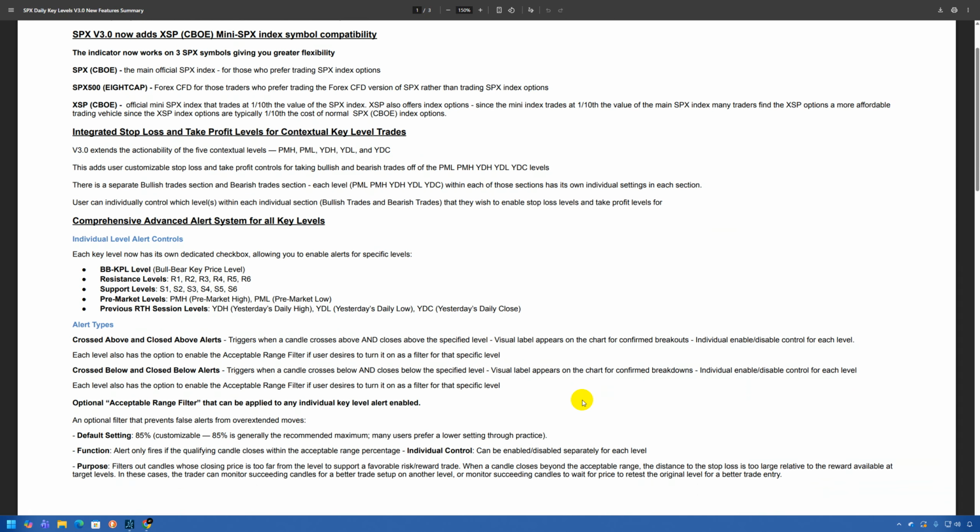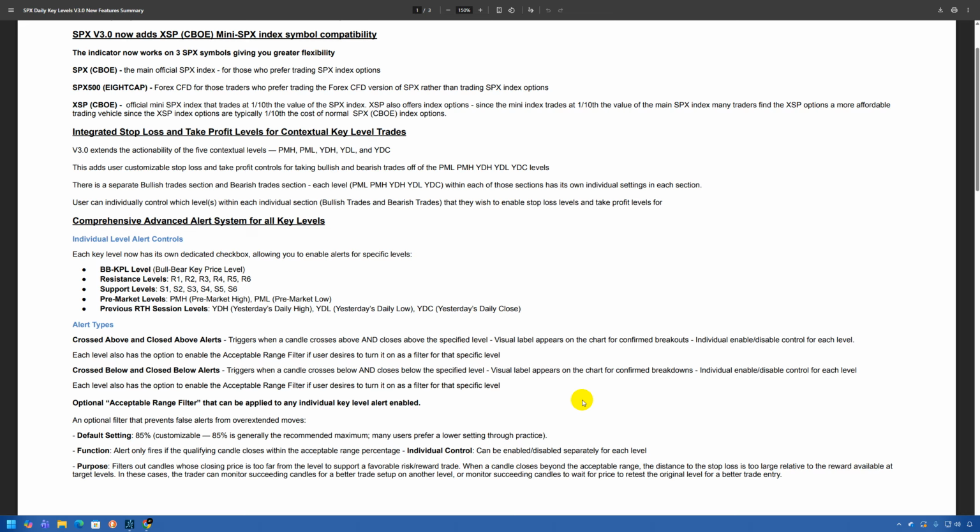Okay, the optional acceptable range filter can be applied to any individual key level alert, enabling an optional filter that prevents false alerts from overextended moves. The default setting is 85%, which is the recommended maximum. Many users may prefer to specify a lower setting through practice, and the user can specify whatever percentage they prefer for this alert.